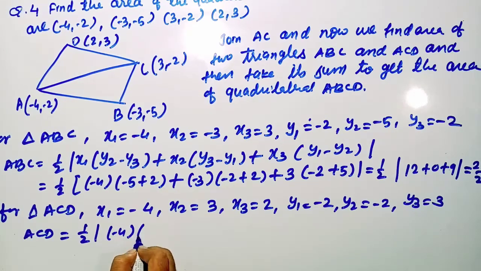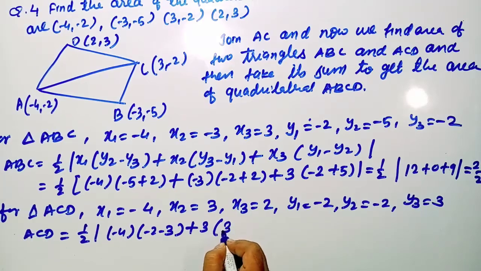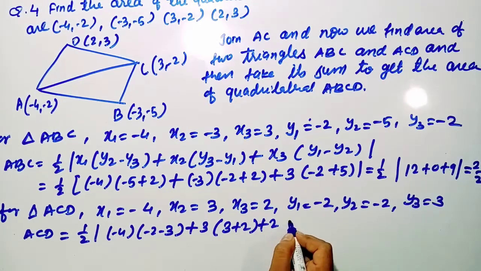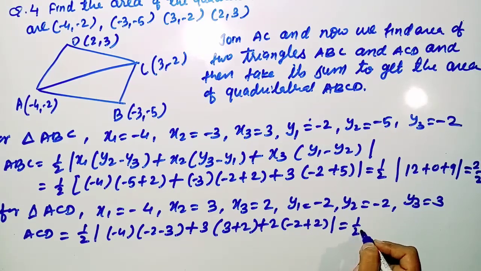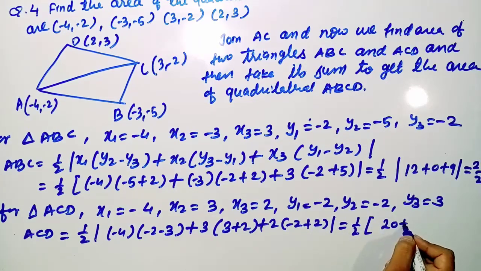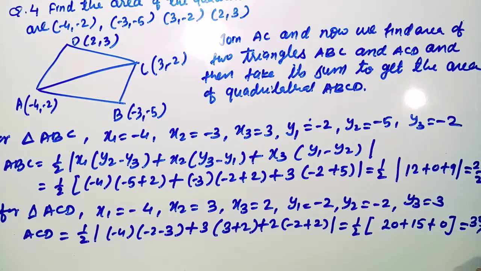Now putting 1 by 2 [4 − 2 − 3 + 3 + 3 + 2 + 2 − 2 + 2], right students? So simplifying once again, 1 by 2 [20 + 15 + 0]. Okay, by simplifying these things we are getting 35 by 2.